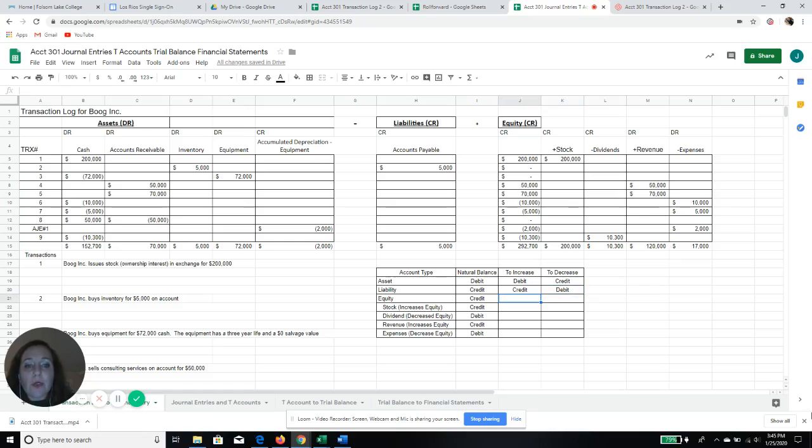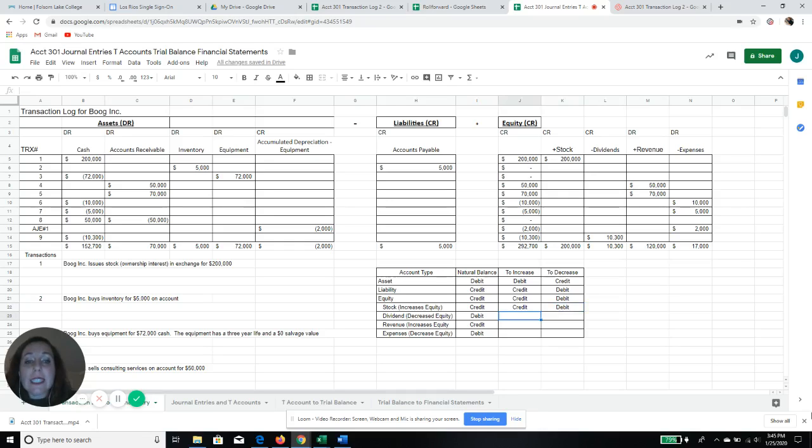Equity has a natural credit balance. So if we want to increase the account, we credit. And if we want to decrease the account, we debit. Stock, which increases equity, has a natural credit balance. If we want to increase stock, we credit the account. If we want to decrease stock, we debit the account.